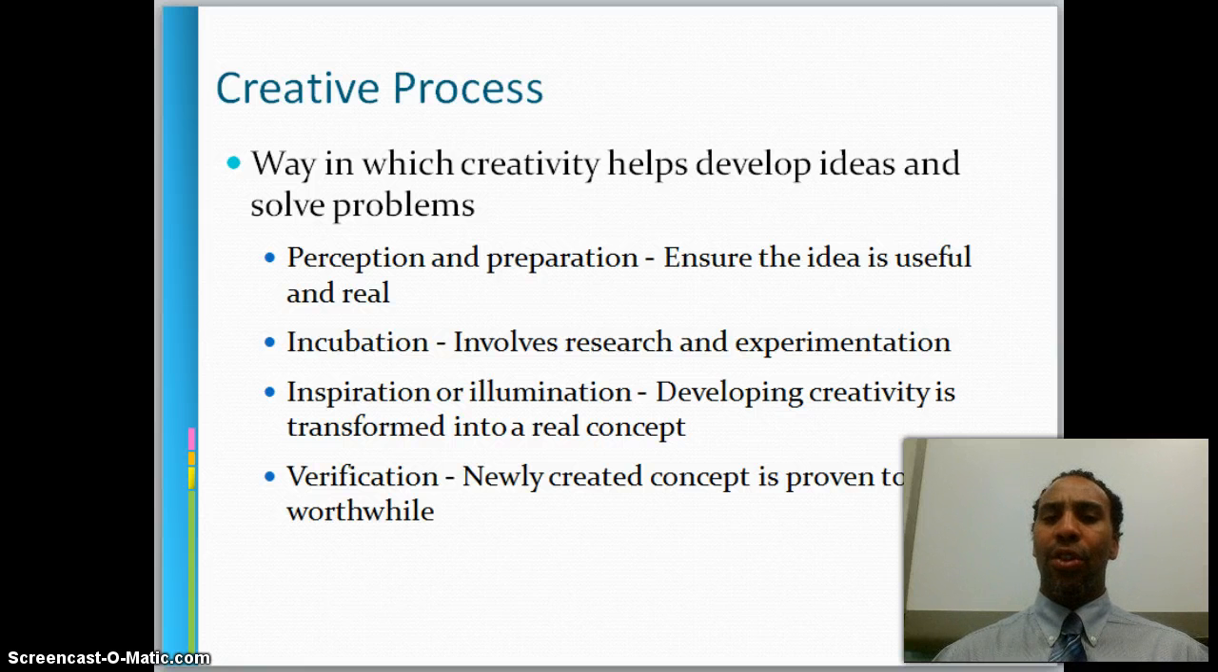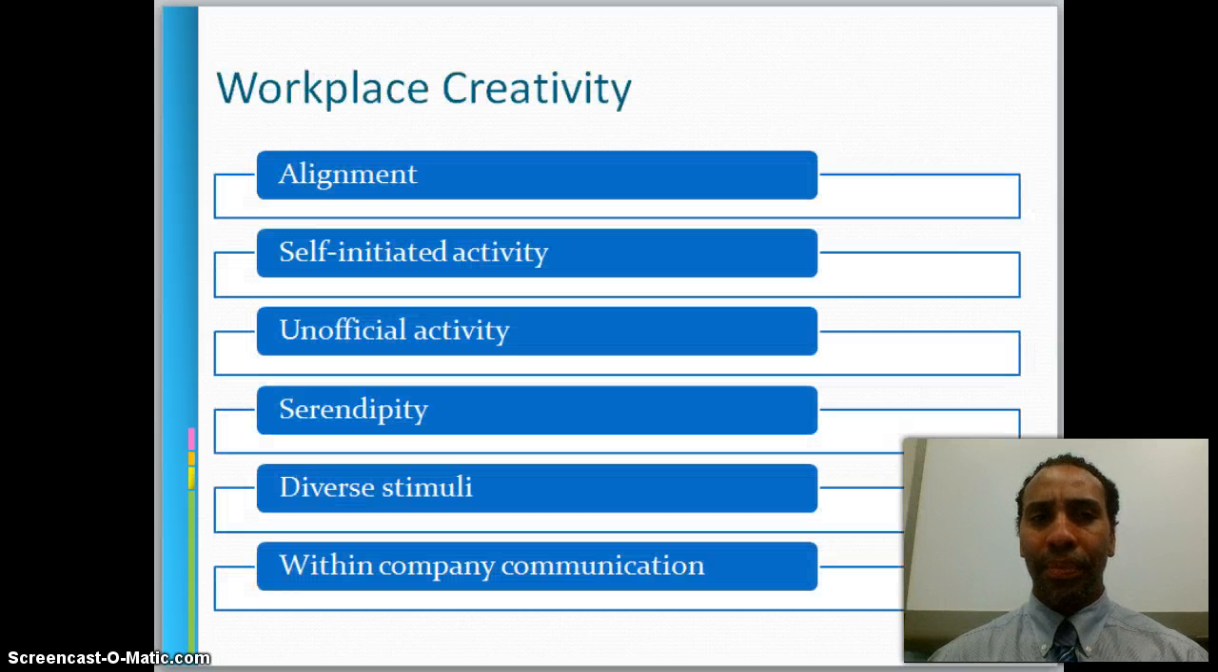And verification: your newly created concept is proven to be worthwhile. Who can verify that for you? If I have something that has to do with phones, who's going to verify that it's a good idea? Do I have a certain group of people who can check out my products and say, "Hey, this is what we think about this. This is a go. You should sell it," or "This is not something that's going to sell. Scrap this one and move on to the next thing."